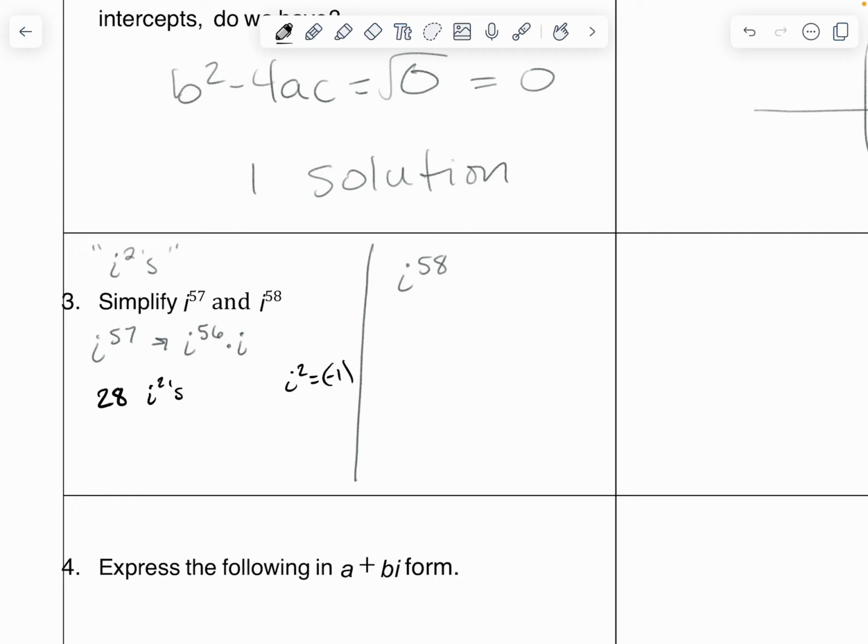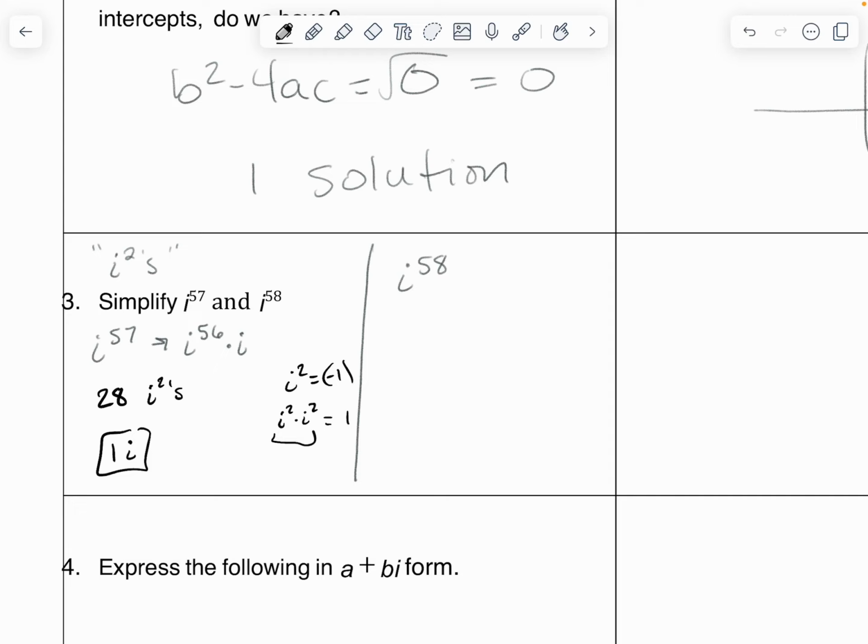So I have to think about, if I have an even number of i squareds, if you take i squared times i squared, that's an even number of i squareds because there's 2 of them, then I'm going to get positive 1 every time. So those 28 i squareds will give me positive 1, and then I'll have 1 i left on the end. So for i to the 57th, we're just going to have i as our answer.